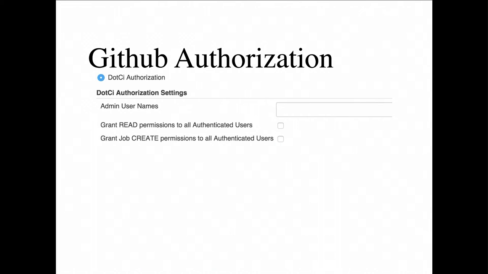So, GitHub authorization. Once you have installed DotCi, you can go to the configuration screen of DotCi and just point it to GitHub authorization. What this would do is map the permissions you have defined in your GitHub repo to the build. For example, if you have commit access to the build, you would get configure access to the build.